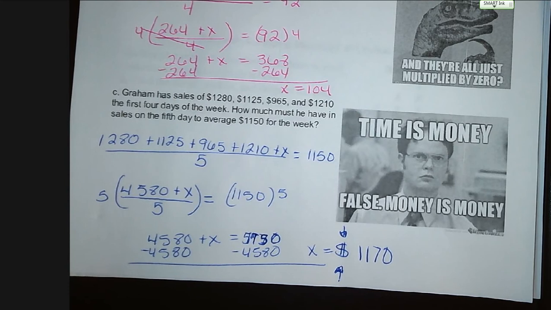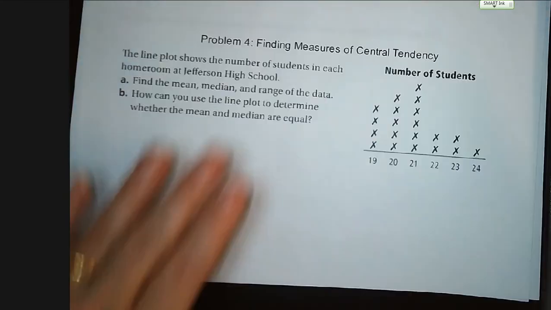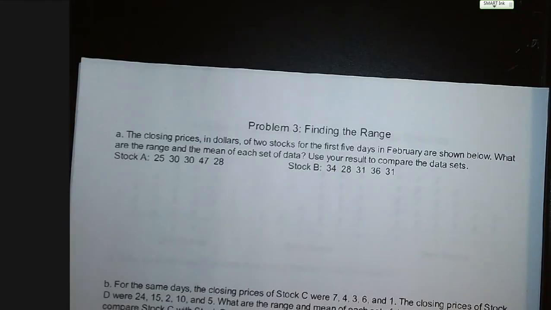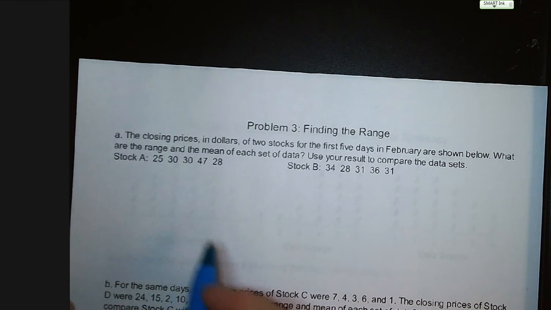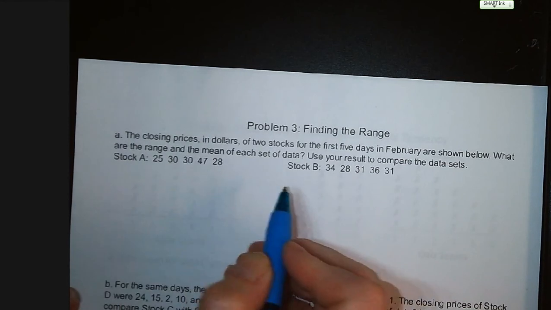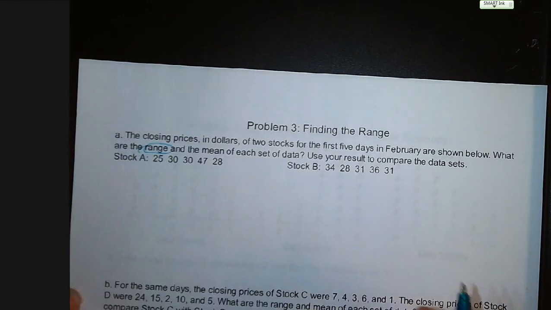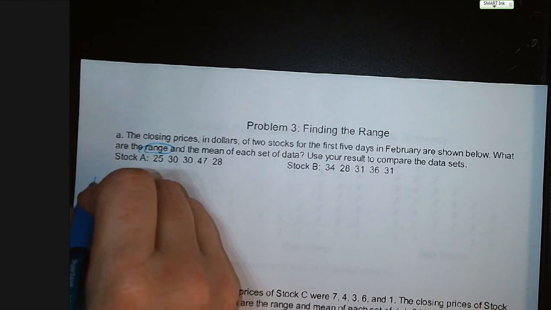All right. Next up, we have problem number 3, finding the range. Home on the range. The closing prices in dollars of 2 stocks for the first 5 days in February are shown below. What is the range and the mean of each data set? Use your results to compare them.